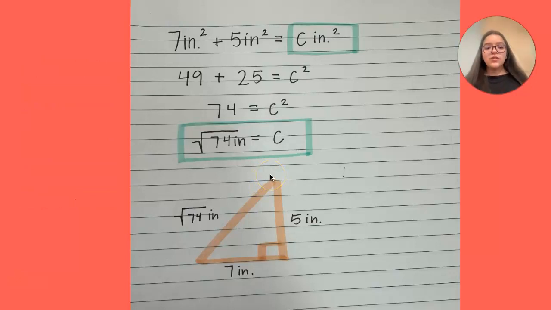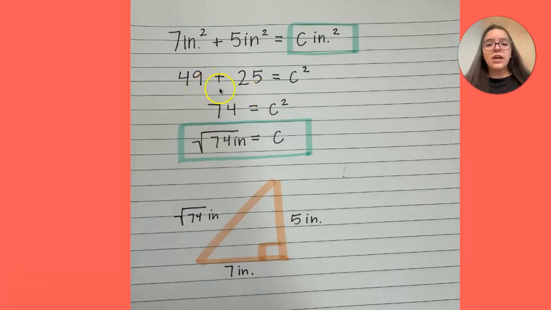On the screen, I have my work displayed. So what I did by plugging into the Pythagorean theorem, I did 7 inches squared plus 5 inches squared equals c inches squared. This is what we're trying to find. We are trying to find c by itself. So 7 times 7 equals 49, and then 5 times 5 equals 25. You can see here I did not include the inches, but that does not mean that they are not relevant anymore. Inches are units of measurements, and we will plug them in at the very end.